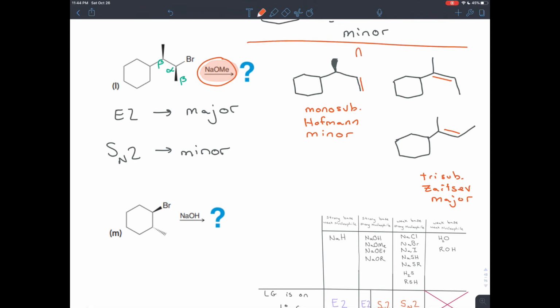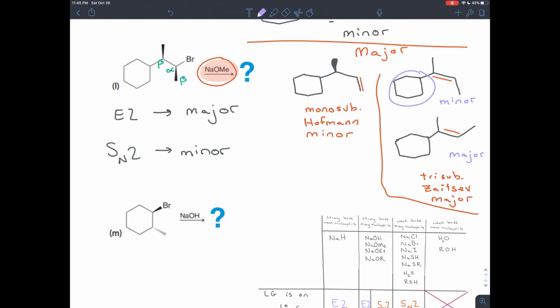So overall, the E2 products are going to be the major ones. Among those, most of them will be the Zaitsev product, so these over here, and among those, the more stable product is going to be the less sterically hindered product. That's going to be the one where the methyl group is pointing away from the cyclohexyl group. And so here, we're going to have this major product here and the minor one here.